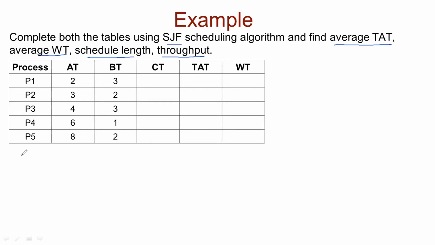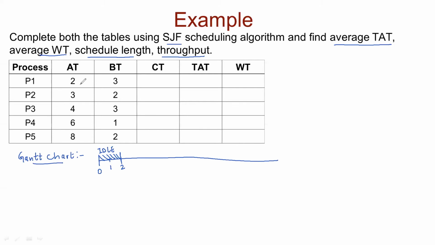So we always plot the Gantt chart first. Let's plot a timeline. We'll start the timeline or Gantt chart from 0. From 0 to 2, there is no process, so CPU is idle. We are just assuming that from 0 to 2, CPU is idle. There was no process in ready state.